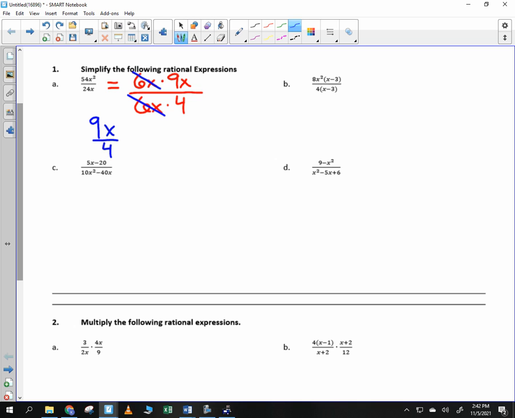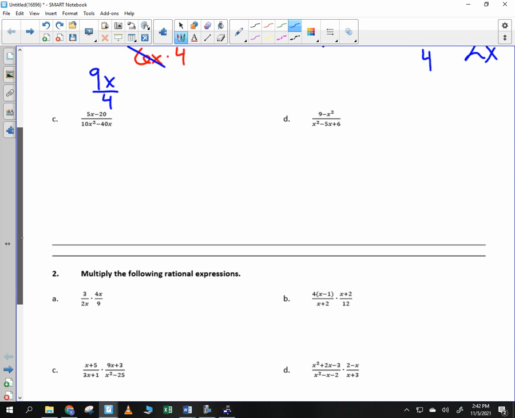However, it reads 8x squared times that thing and 4 times that thing. So x minus 3 divided by x minus 3 is 1. So those you can simply just cross off. And we get 8x squared over 4. Is that done? 2x squared. That's my final answer.